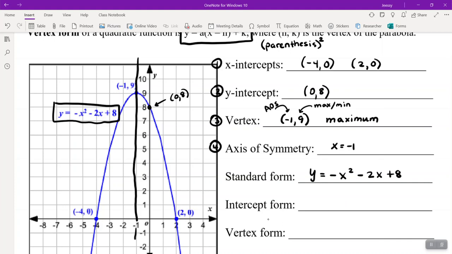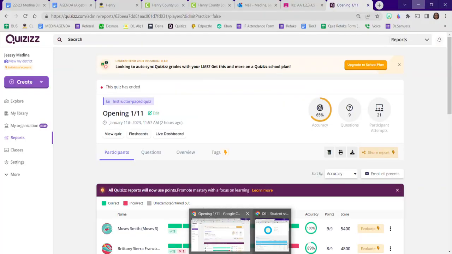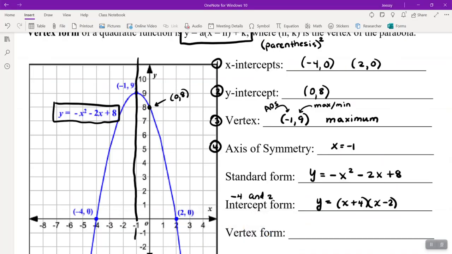Now, there's no way for you to know this, but for intercept form, I'm going to use the x-intercepts. I'm going to use the -4 and the 2. Watch. It's going to be y equals (x plus 4)(x minus 2). Okay? And so by using the x-intercepts, we're going to be able to write the intercept form of the equation.